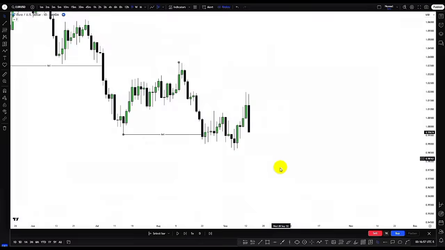Okay. All right. So what you can clearly see here, we have this fall, we have this pullback, we have this fall, we have this pullback, we have this fall. So basically now we can see this is our inducement liquidity. This is the internal range liquidity, the buy side liquidity that the institutions would seek to raid, internal liquidity, before we continue bearish.